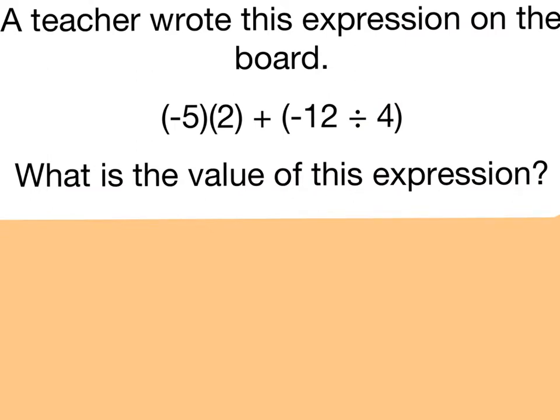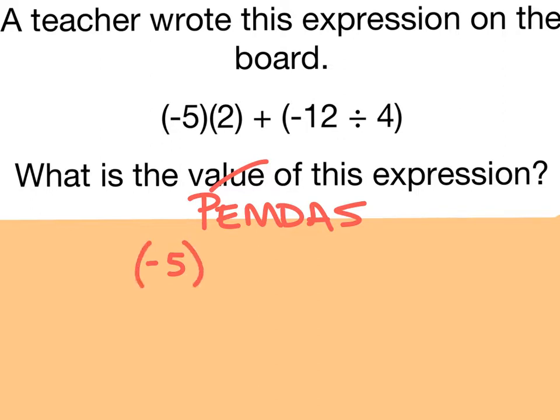All right, how about one last example? In this case, a teacher wrote this expression on the board. What is the value of this expression? Well, we use what's called PEMDAS to simplify expressions. We start with parentheses. So we have -5 in parentheses. There's nothing to do. It's -5. Times 2, we know it's multiplication because when there's no symbol between the parentheses, it's automatically multiply.